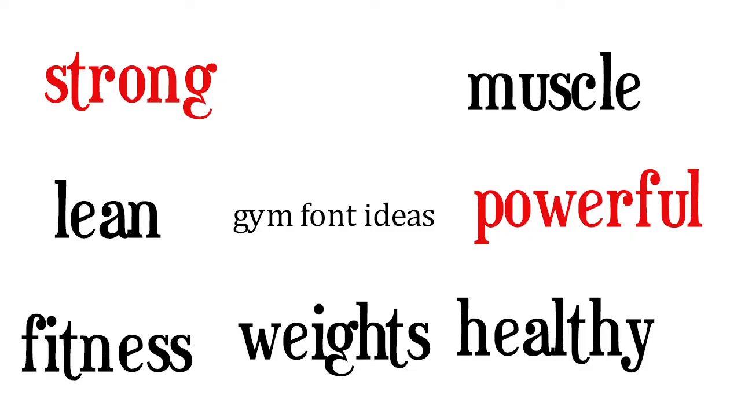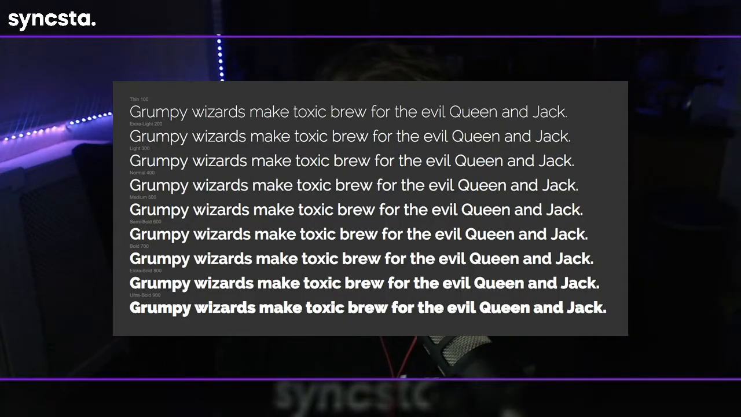In this example, I'd like to think of a gym. So in the brainstorming phase, I'd like to think of words that I'd associate with a gym: strong, muscle, lean, powerful, fitness, weights, healthy. And as a graphic designer, out of all of these things, the biggest thing that I can actually think of is weights. One, because it's a term for typography or font. You can get different varying weights from book all the way to heavy. And this was something that I wanted to use.